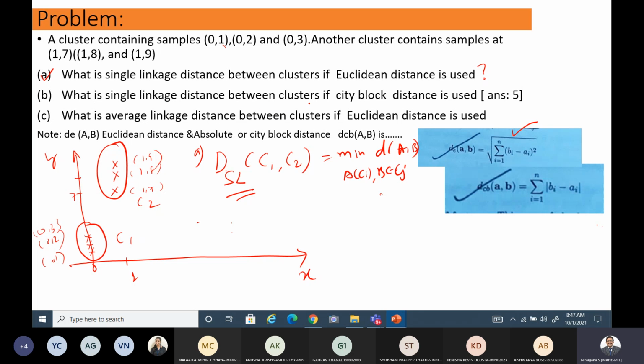But what is the single linkage distance if city block distance is used? I think now you are able to calculate. There are 9 small d's, d1, d2, etc. that you find here. That d1 or d2 we mentioned earlier, you can calculate now using this formula, city block distance. So let us calculate one such distance, just to get an idea between 2 points.